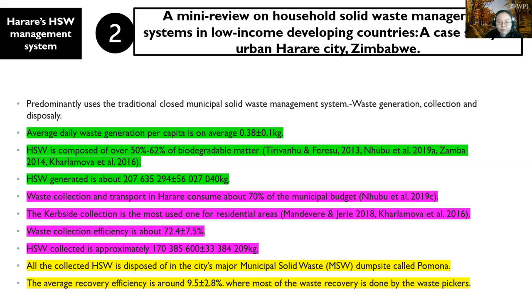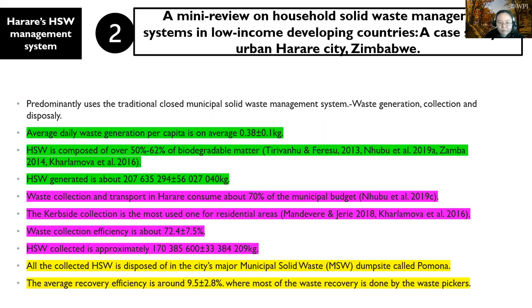And we found that they have a waste generation rate per capita of about 0.38, of which most of the waste that is produced in these residential areas, about 50 to 60% of this is biodegradable matter. And they produce about 200,000 tons of household solid waste. Waste collection and transportation consumes about 70% of the budget from the municipality, where they mainly use the curbside collection method. They also have a communal method of collecting waste, but this is usually done in hospitals, residential areas, and all that kind of stuff.